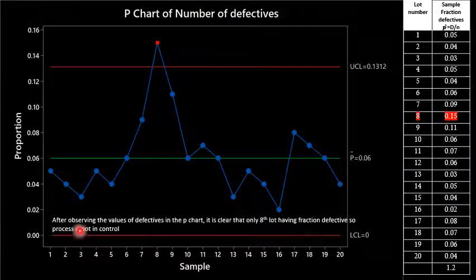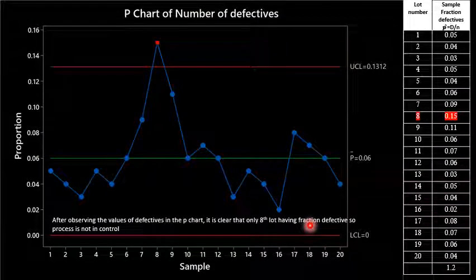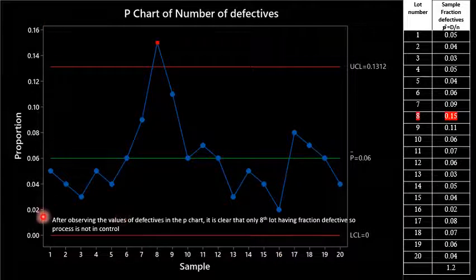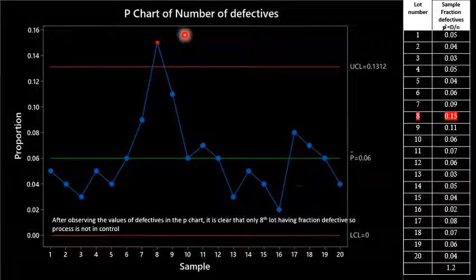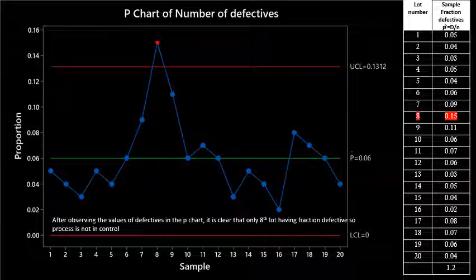This is the P chart of the number of defectives against the total number of samples, with proportions on the y-axis. This is the table we use to prepare this chart. After observing the values on the chart we can easily see that lot number 8 is above the upper control limit, that is not within the limit, so the process is not in control.